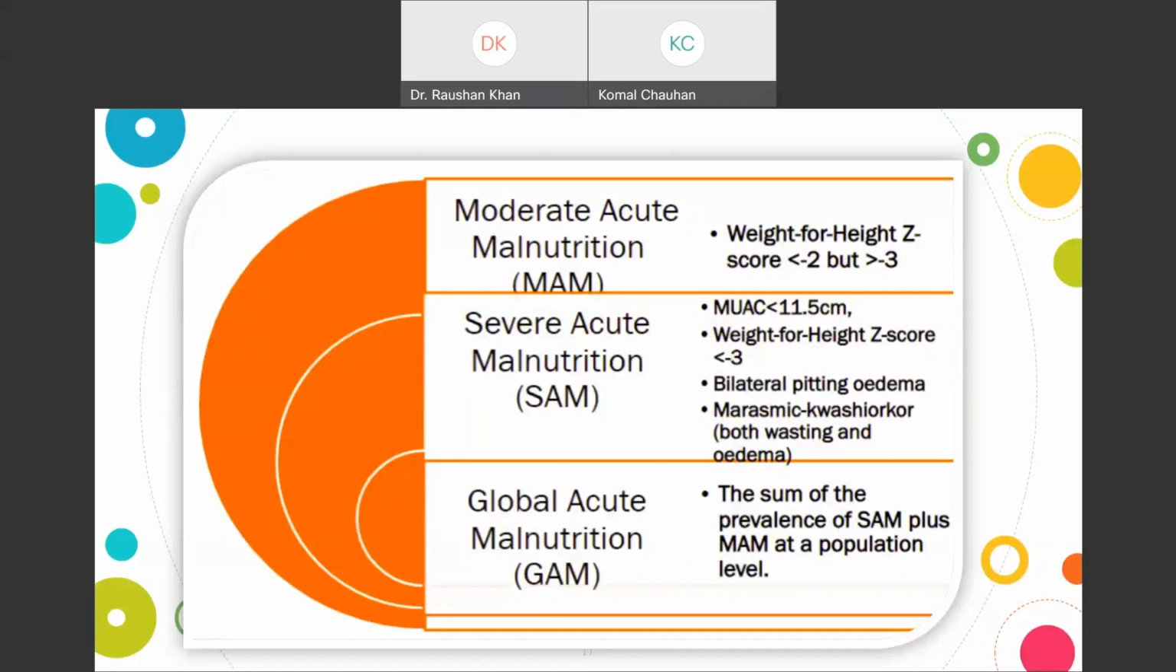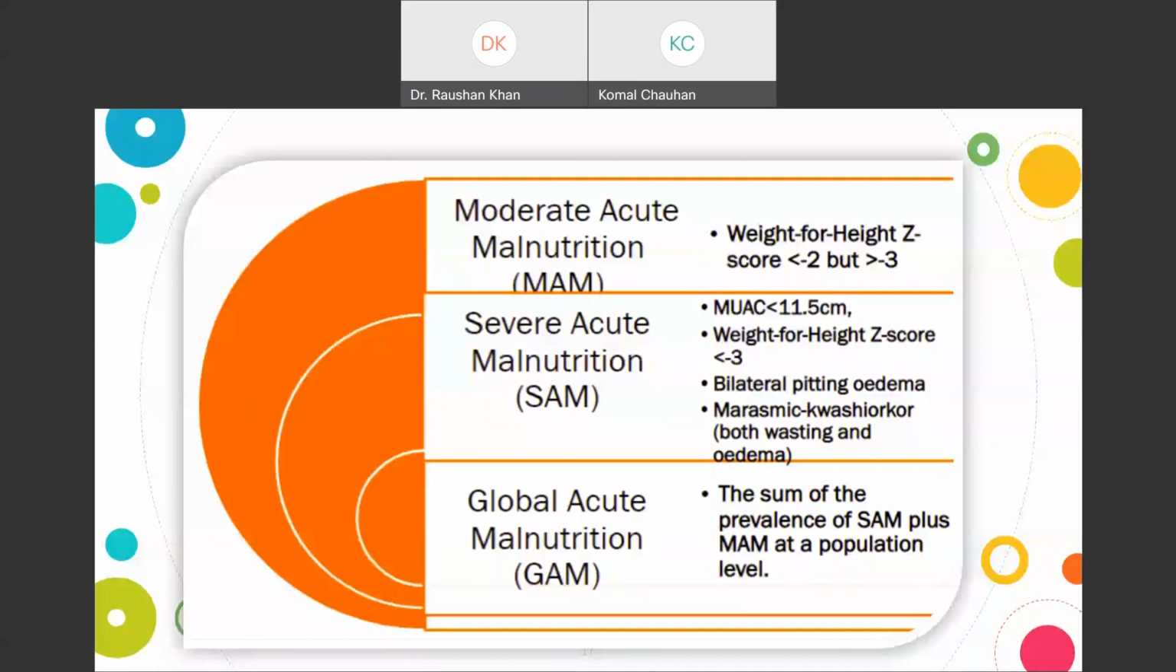Moving towards these categories, we have moderate acute malnutrition and severe acute malnutrition, and one term is introduced now, that is global acute malnutrition. In moderate acute malnutrition, as we discussed in the earlier slide, if the weight for height Z score is between -2 and -3, then it is termed as moderate acute malnutrition.